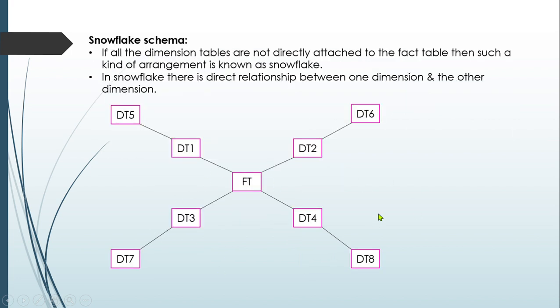We'll go to the Snowflake schema. In Snowflake schema, if all the dimension tables are not directly attached to the fact table, then such an arrangement is known as Snowflake schema. Here you can see the fact table surrounded by the dimension tables. On top of that dimension table, another dimension table is connected. So this is how a Snowflake schema looks, and another table might also be connected. It depends on the situation, depends on the requirement.